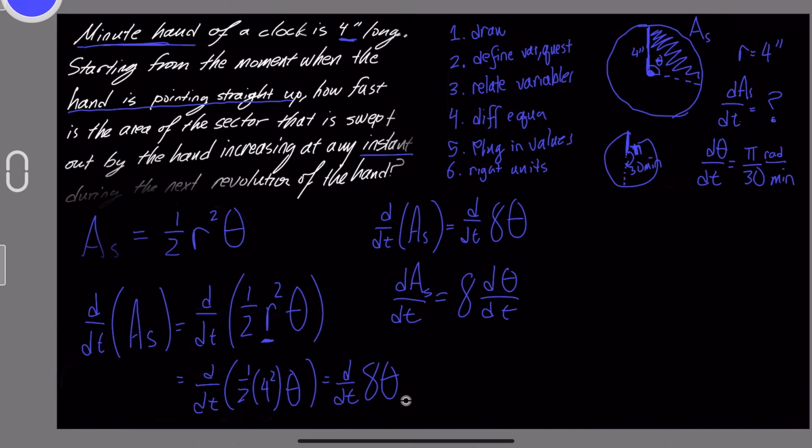Now let's move on to step 5, plugging in the values. So what value do we have? We have dθ/dt, and that's pi over 30 radians per minute, right? So let's plug that in. It's 8 times pi over 30 radians per minute. And our final answer is going to be 4 pi over 15 inches squared per minute. Why is it inches squared? Because the area that we're calculating for is in inches.